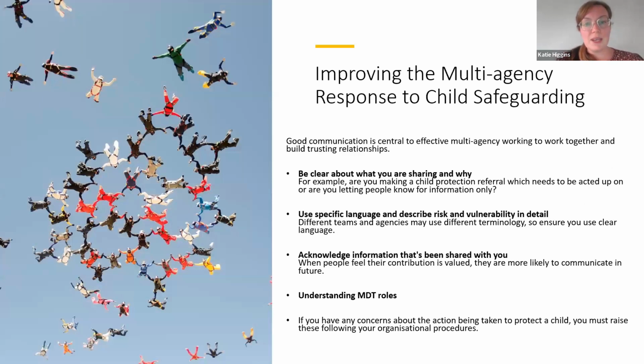Ways that we can improve the multi-agency response to child safeguarding: it's all about good communication. As with most things, good communication is effective for multi-agency working. It's about building trusting relationships as well. Understanding roles, understanding how other professionals work, other frameworks, and knowing people's responsibilities can help build that multi-agency approach, and good communication is absolutely crucial to that.